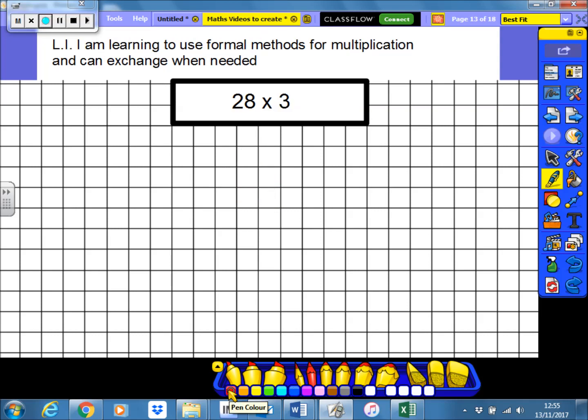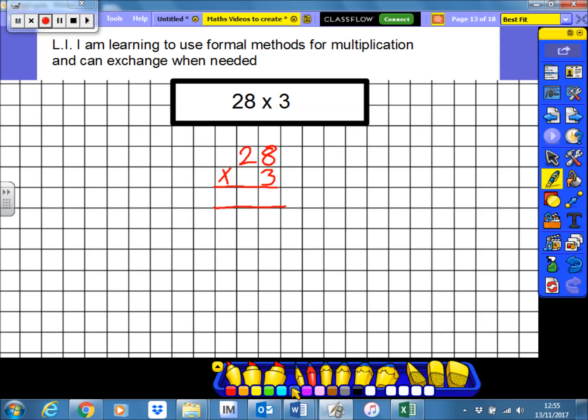Now, here's a slightly more challenging sum. I say slightly more challenging because it does involve exchanging this time. But really, it's no different from the sort of exchanging that we see when it comes to addition. So if you're familiar with exchanging in addition, you're already part of the way there to understanding it when it comes to multiplication. So, like before, I'm going to line up my columns carefully. 28 times 3.